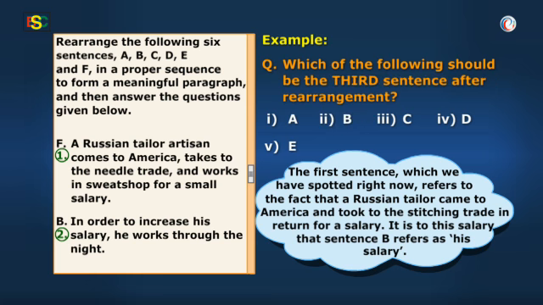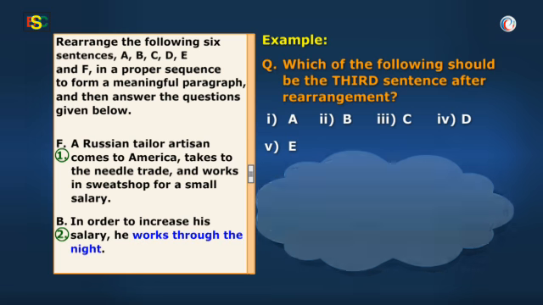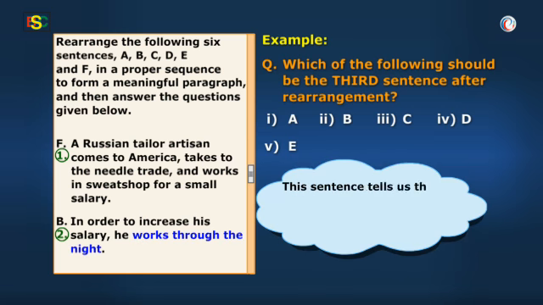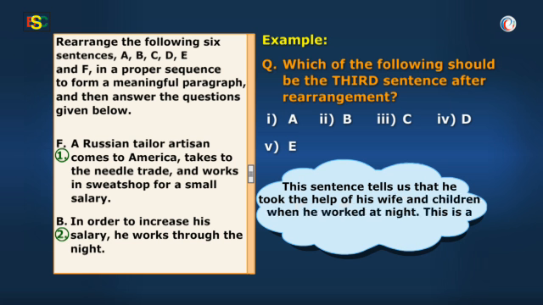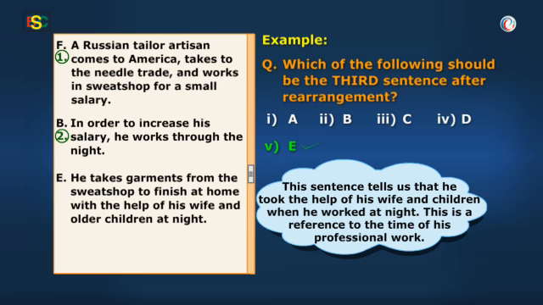Right? What about the third sentence? Ma'am, the second sentence tells us that the Russian tailor works through the night. This sentence tells us that he took the help of his wife and children when he worked at night. This is a reference to the time of his professional work. So sentence E is the third sentence of this paragraph.